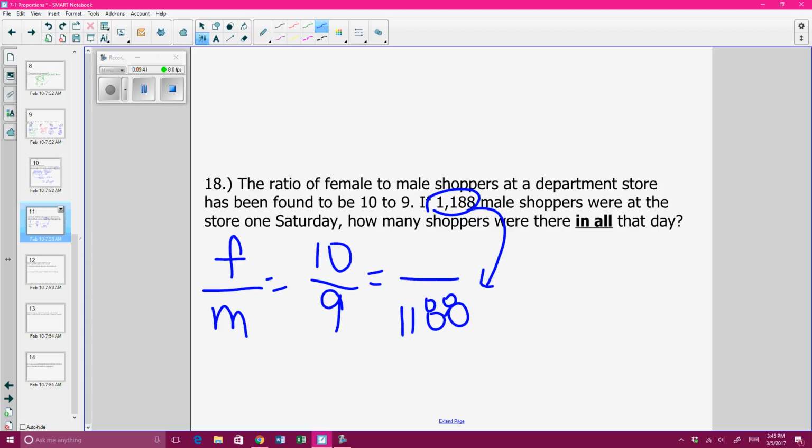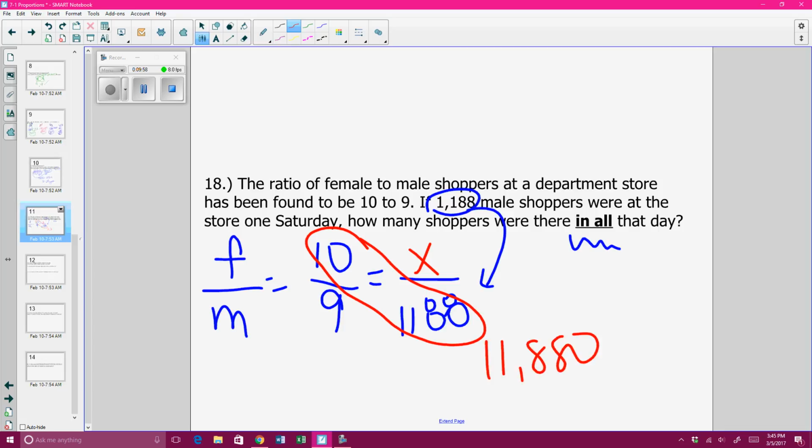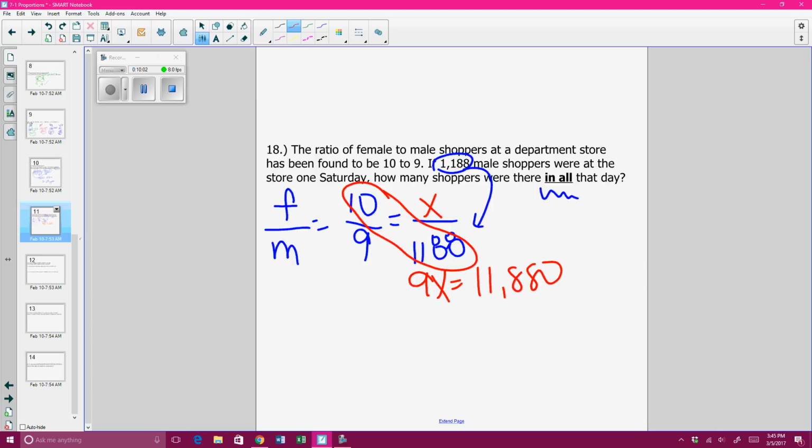It wants to know how many shoppers there were in all that day, but before I can do that, I have to figure out how many female shoppers there were, and then I can add the females to the males. So if I go ahead here and cross multiply, 10 times 1,188 is 11,880, and that equals 9 times x. And now if I divide by 9 on both sides, there are 1,320. But this is the answer to females.